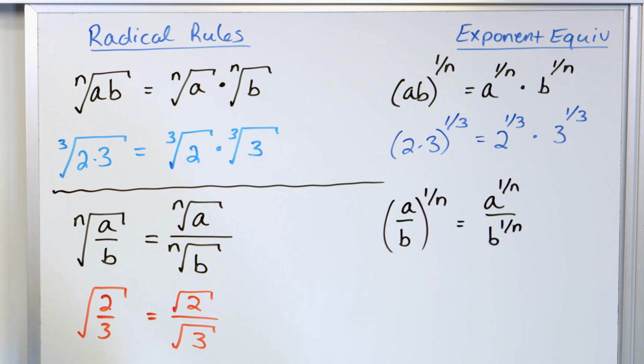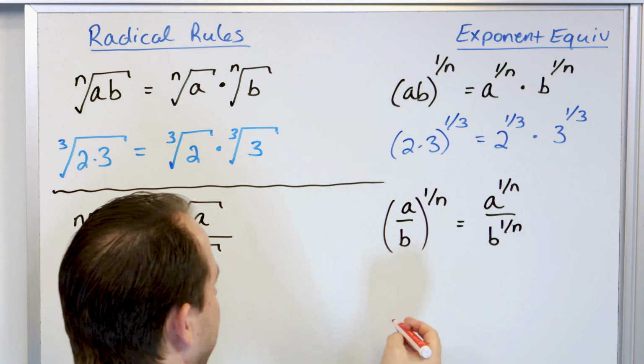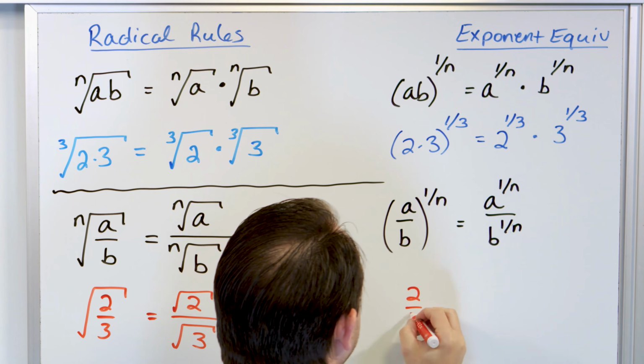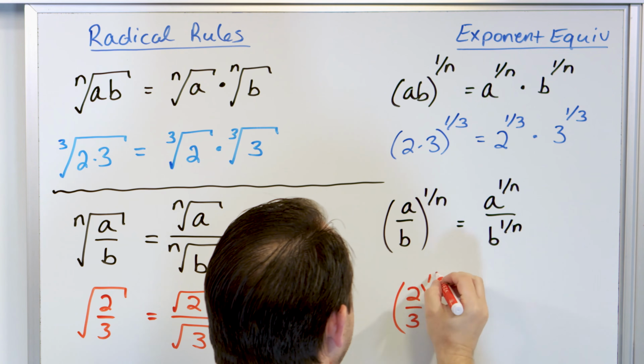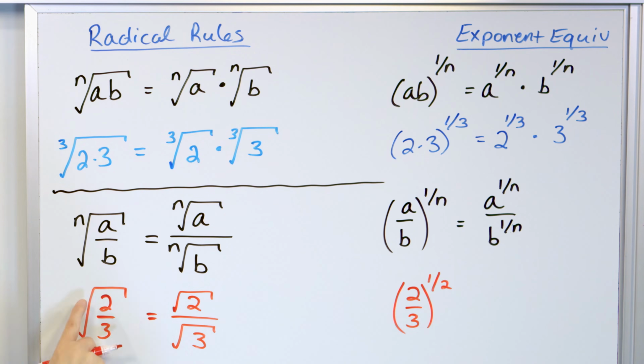So if we wanted to write this exact problem under here, and 2/3 operated as a square root around it, let me write 2/3 and write it as the 1/2 power, right? Instead of just this radical sign.